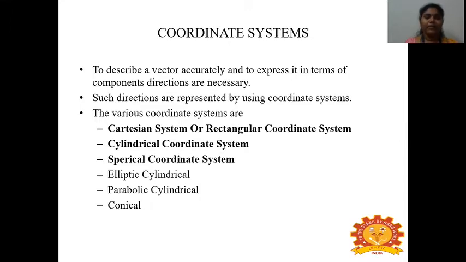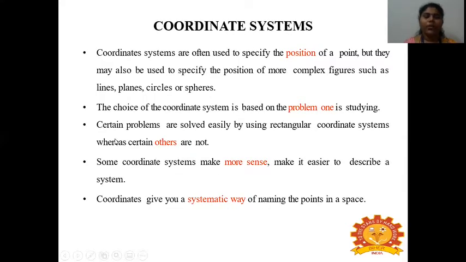Then we have the elliptical cylindrical, parabolic cylindrical, and conical cylindrical coordinate systems. But we usually analyze the first three, since the complexity of the first three coordinate systems is very low compared to the other three. So basically we go for rectangular, cylindrical, and spherical. Coordinate systems are often used to specify the position of a point, but they may also be used to specify the position of more complex figures such as lines, planes, circles, or spheres.